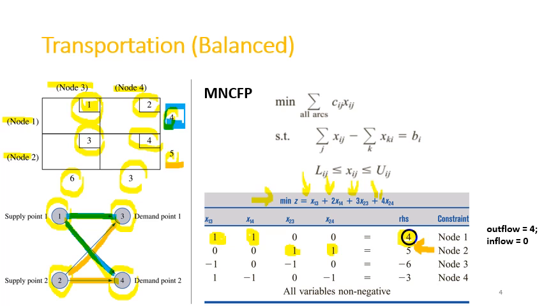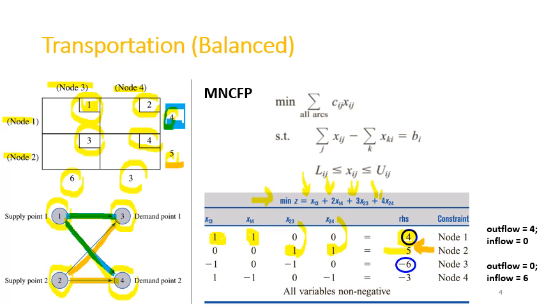And by the way, these numbers 1, 0, 1, 0 mean that you need to multiply them with the x. So the complete equation says that 1 times x23 plus 1 times x24 equals 5. Okay, so that's how you read this table.